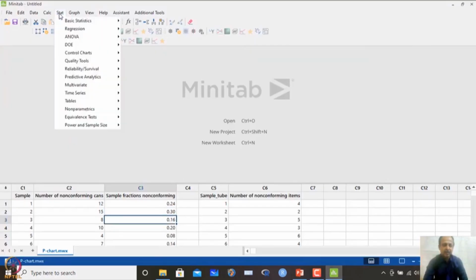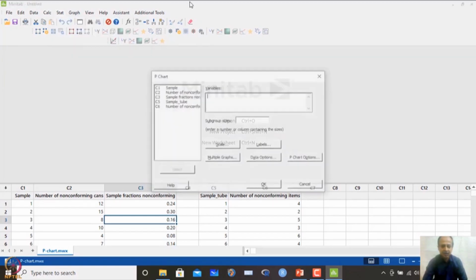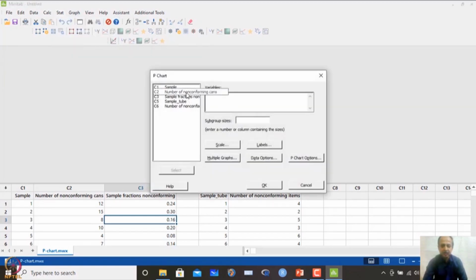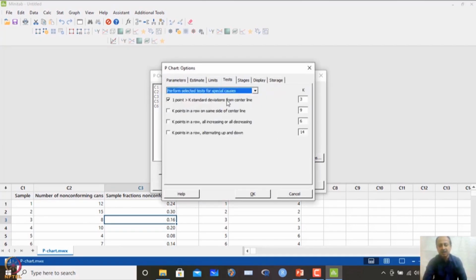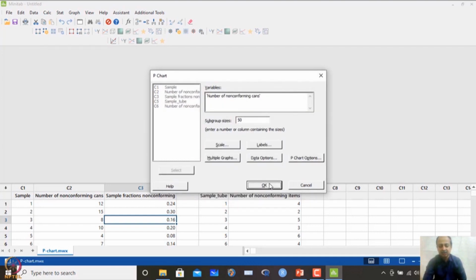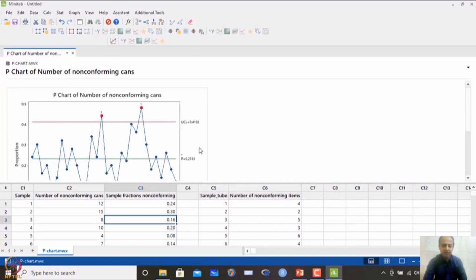What you do is go to Stat. I know this is for defectives, so I go to Control Charts, Attribute Control Charts, and I go to the P chart directly. The variable is the number of non-conforming cans. What is the subgroup size? I mentioned 50 over here. In the P chart options, again, I want to test anything beyond 3 sigma limits, which are abnormal scenarios. I click OK, and you will get the corresponding P chart.